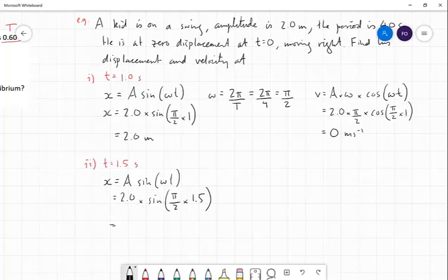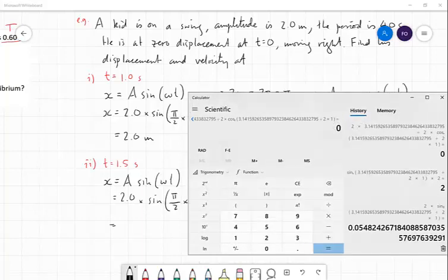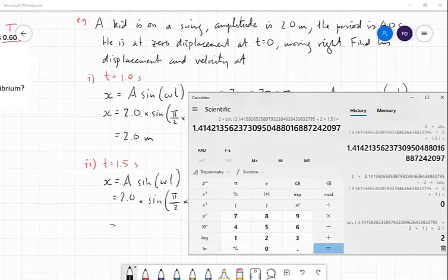which is equal to 2 times, and then we have pi over 2 times 1.5, and then we take the sine of that, and we can see that they are at 1.41 meters.